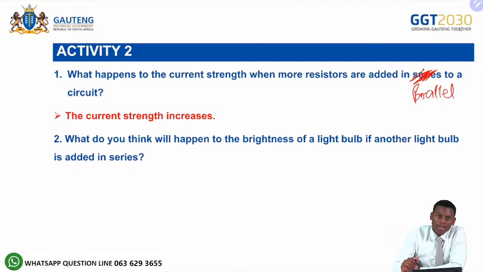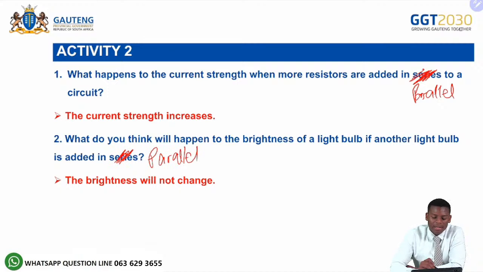Again, the second question: what do you think will happen to the brightness of a light bulb if another light bulb is added in a series circuit? In a parallel circuit, the brightness will not change. What will happen to the brightness of a light bulb if another light bulb is added in a parallel circuit? The brightness will not change.